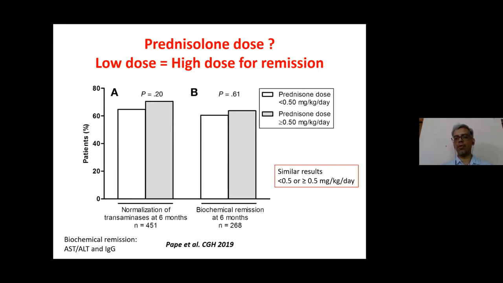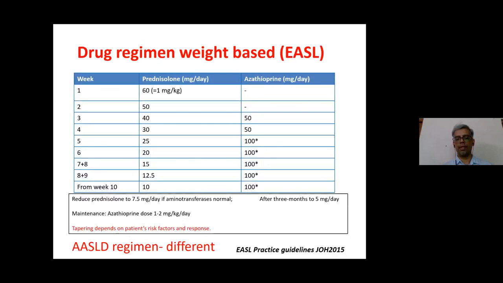So this suggests low dose may be equal to high dose for remission. There are different regimens which have been proposed by different guidelines. EASL typically would say start with prednisolone 60 milligrams, 1 mg per kg, drop down by 10 at the end of 4 weeks, then drop by 5, then drop by 2.5, try maintaining on 5 for 3 months, and by 6 or 9 months, take the patient off prednisolone and maintain only on azathioprine. And they also would suggest that you add on azathioprine by the 3rd week.